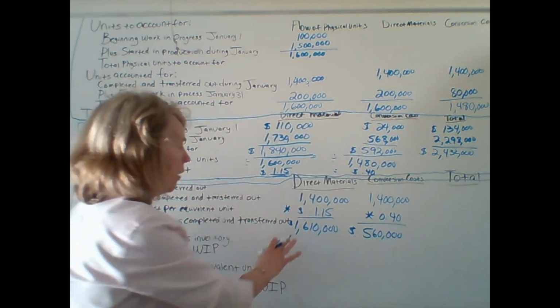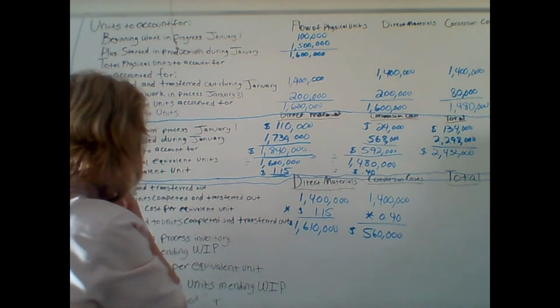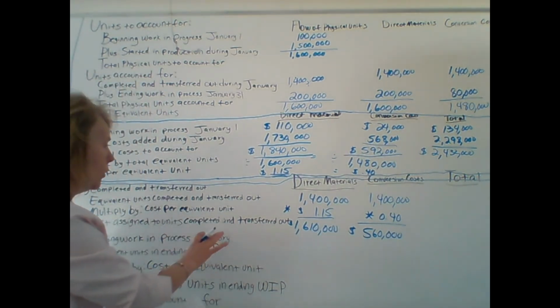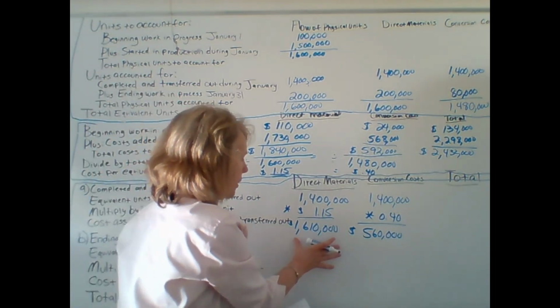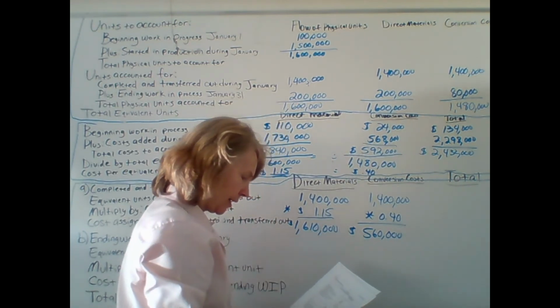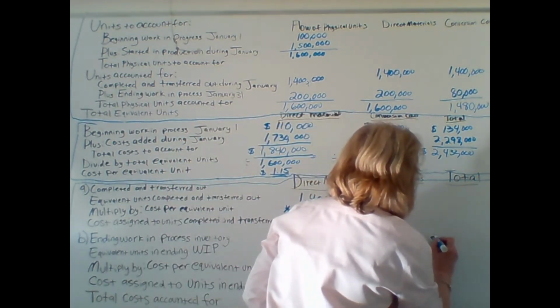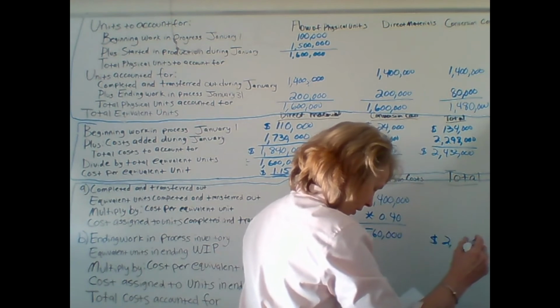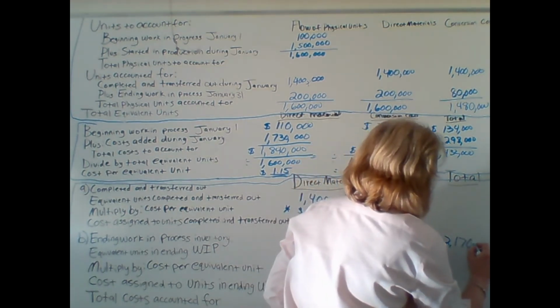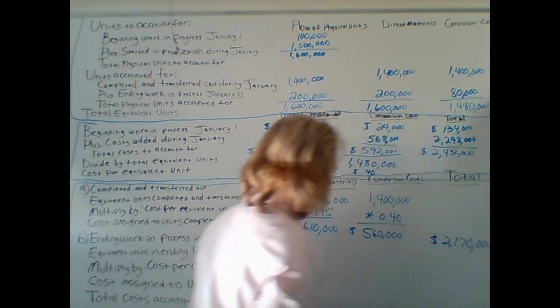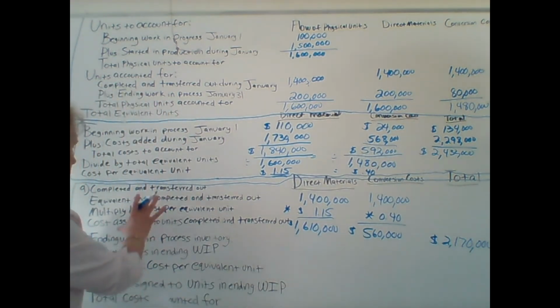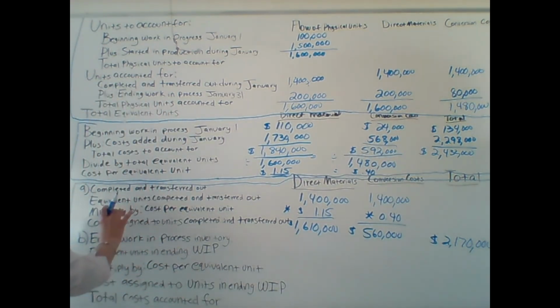Okay? Now I'm going to total these across. So costs assigned to units completed and transferred out. I'm going to take direct materials plus the 560, and that gives me 2,170,000. Okay? All right, now, this is broken up. I got my completed and transferred out, and now I'm going to work on my ending work in process.